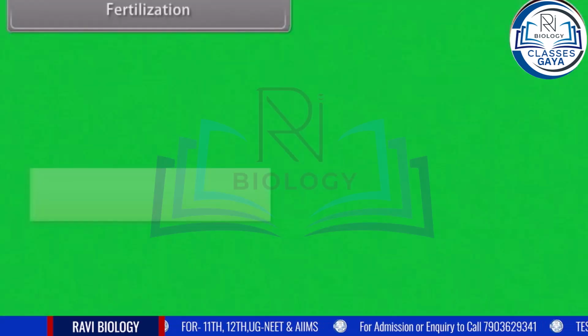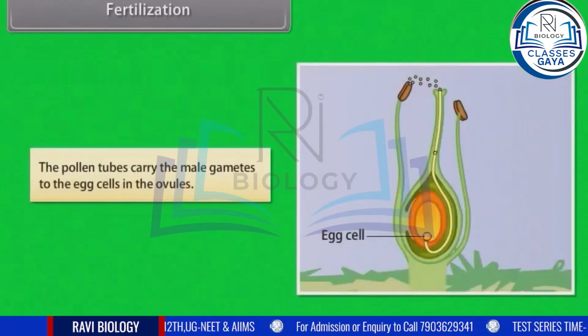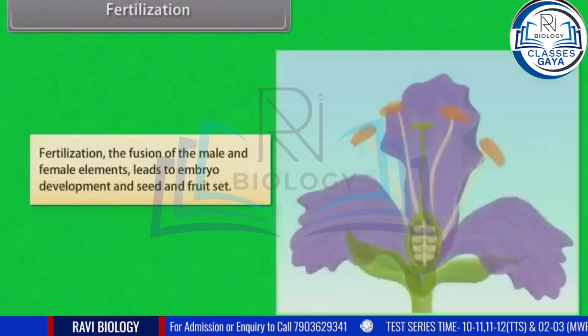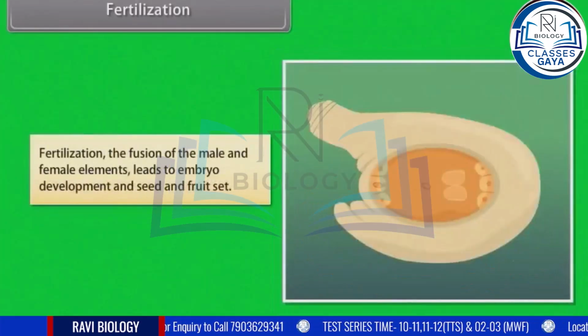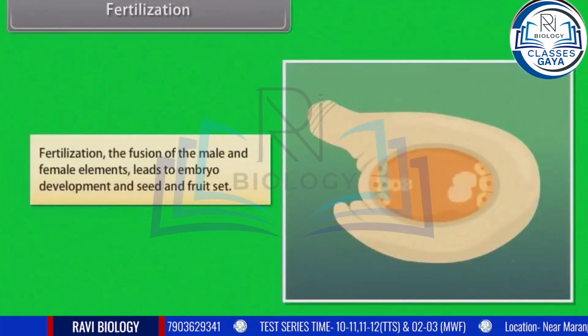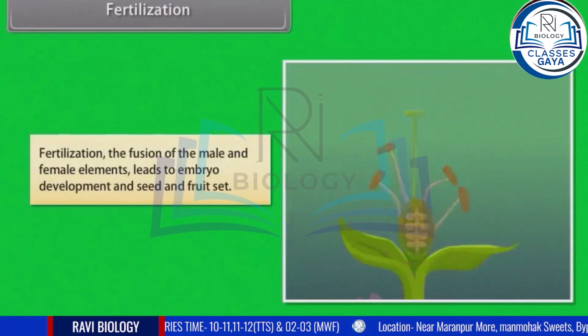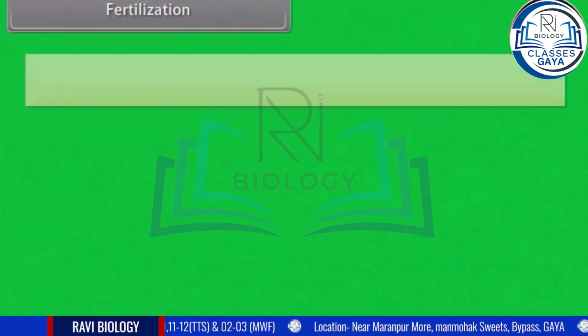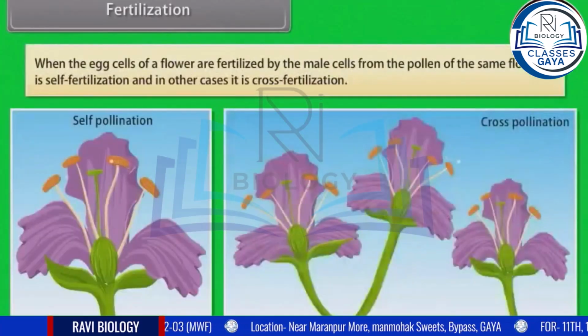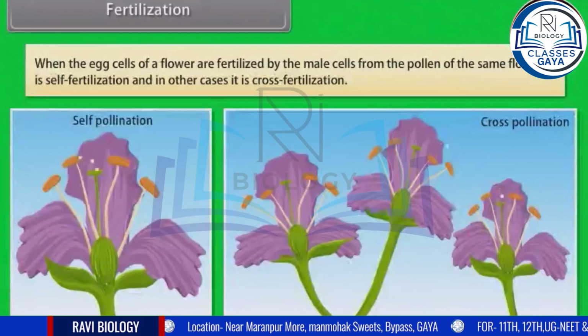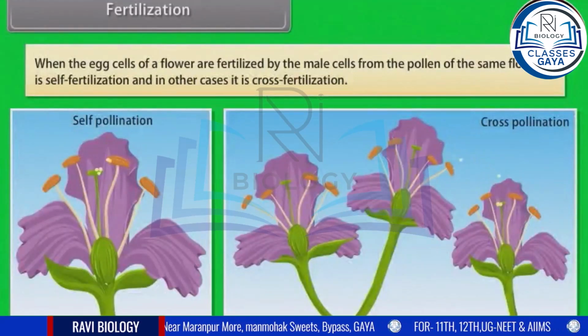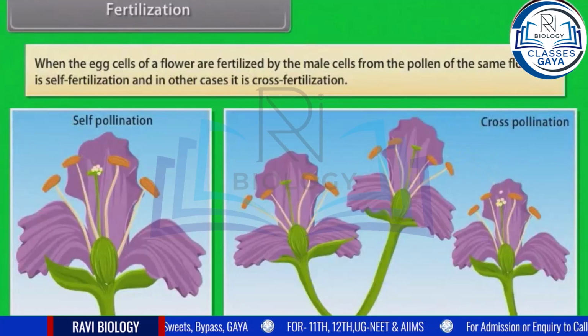Fertilization. The pollen tubes carry the male gametes to the egg cells in the ovules. Fertilization, the fusion of the male and female elements, leads to embryo development and seed and fruit set. When the egg cells of a flower are fertilized by the male cells from a pollen of the same flower, it is self-fertilization, and in other cases it is cross-fertilization.